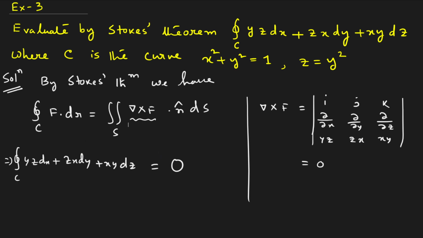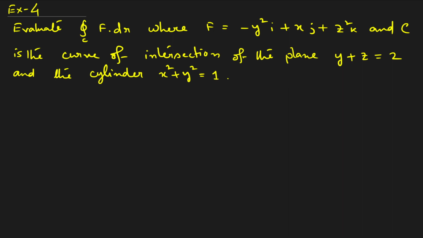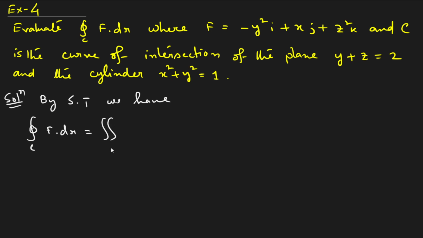Let us take one more. Okay, so evaluate. This is also evaluate, not verification. Evaluate closed integration over C F dot dr bar. F bar is something else. So by Stokes theorem, don't write in short form, we have integration over C F dot dr bar is equal to double integration over S del cross F dot n cap dS. So what to find? First you find del cross F.